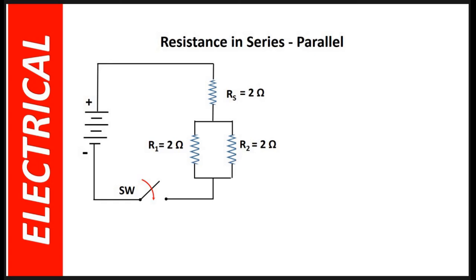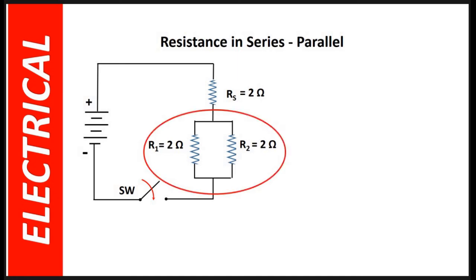The last type of connection is called the series parallel circuit. In this circuit, we have resistances connected in parallel that are in turn connected in series to another resistance. To solve for the total resistance, we need to find the total resistance of those connected in parallel first.